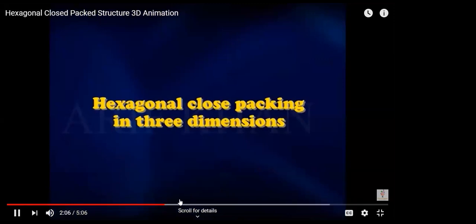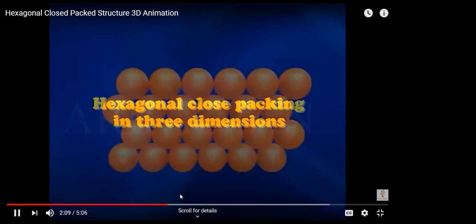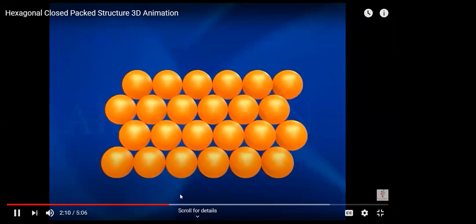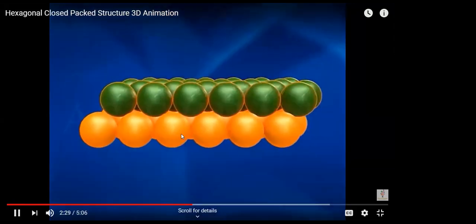Hexagonal close packing in 3 dimensions. In the hexagonal close packing in 3 dimensions, one hexagonal close packed layer is placed over the other in a manner that the particles of the second layer cover the depressions present in the first layer. As a result, the particles of the first and second layers are aligned differently.